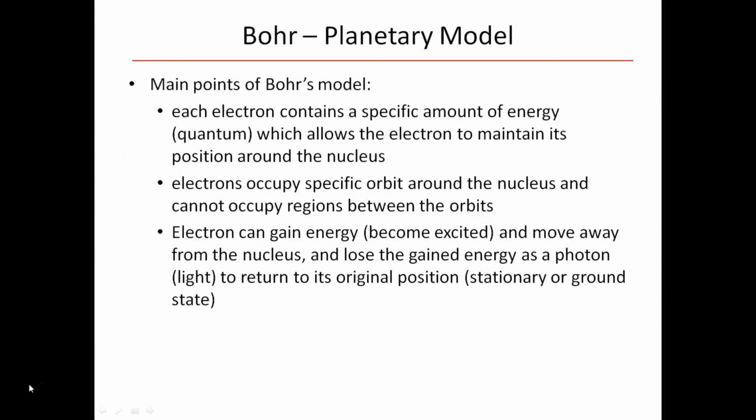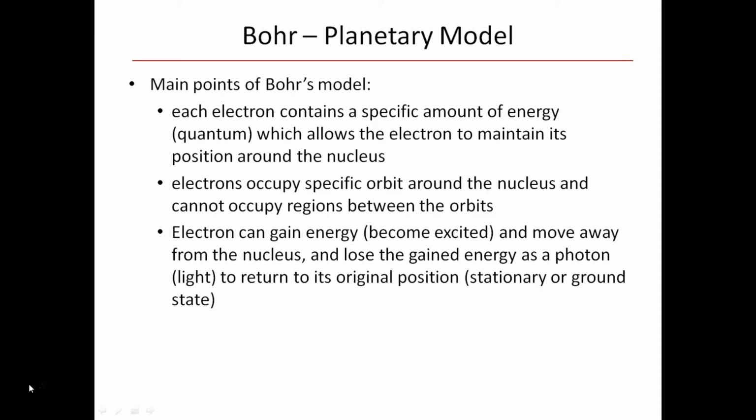Now, Bohr's model is said to be the first quantum model, because he said that each electron contains a specific amount of energy, which is a quantum, and this amount of energy allows them to maintain their position. And so now, as a result, when they're moving around the nucleus, they're no longer accelerating or changing directions, and so they wouldn't be emitting light. They have a certain amount of energy. This energy causes them to maintain their position. They only offer, he called it, specific orbits around the nucleus, and they can't be found in between. And so this is why it's called a planetary model. Just like the planets are at designated locations around the sun, the electrons are at designated locations around the nucleus.